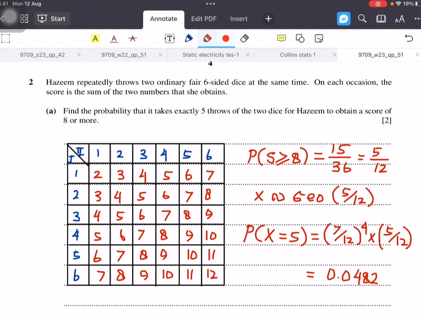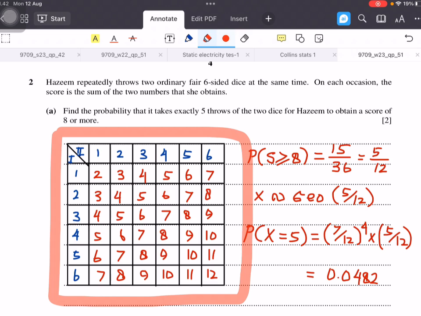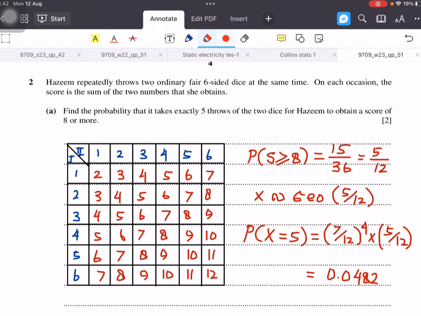Question 2. Hasim repeatedly throws two ordinary fair 6-sided dice at the same time. On each occasion, the score is the sum of the two numbers that she obtains. A. Find the probability that it takes exactly 5 throws of the two dice for Hasim to obtain a score of 8 or more. So this table gives all the possible outcomes, or we call it sample space. For example, 2 is from 1 plus 1, and 12 here is from 6 plus 6.